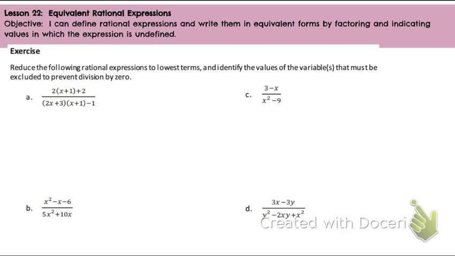For exercise A, it says reduce the following rational expressions to lowest terms and identify the values of the variables that must be excluded to prevent division by 0. So we're simplifying them to lowest terms, but then we look back at the original and ask what we need to exclude for values of x.